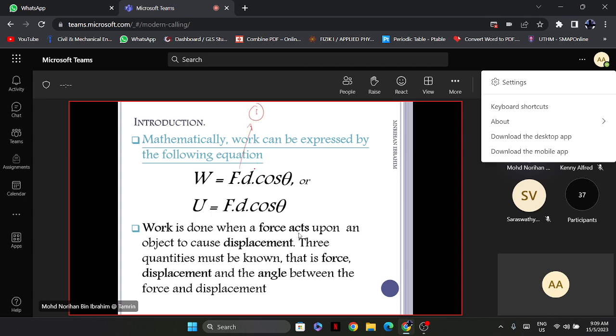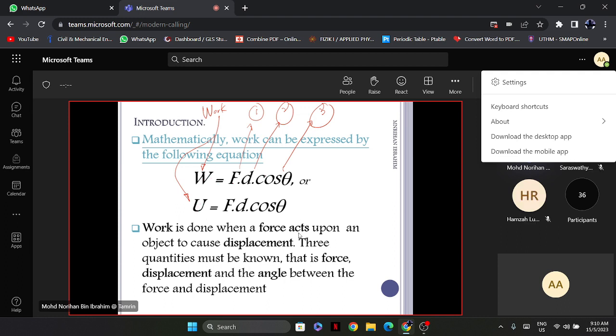There are three parameters: the first parameter, the second parameter, the third parameter, with this theta. W represents work. Similarly, U capital letter also represents work. You can use either one of these to represent work itself. Work can be symbolized as W capital letter or U capital letter.